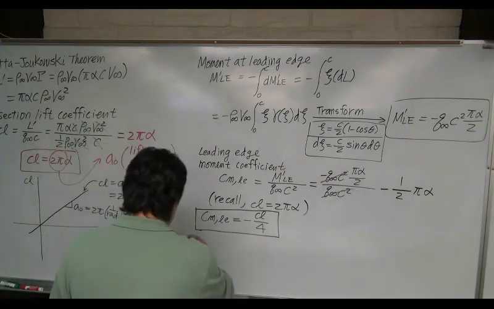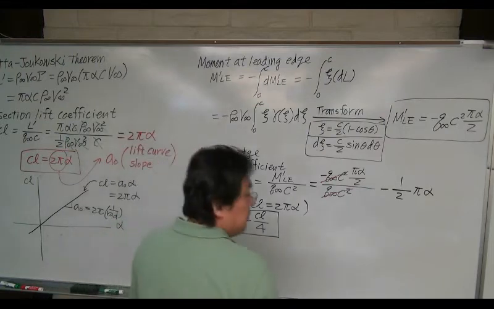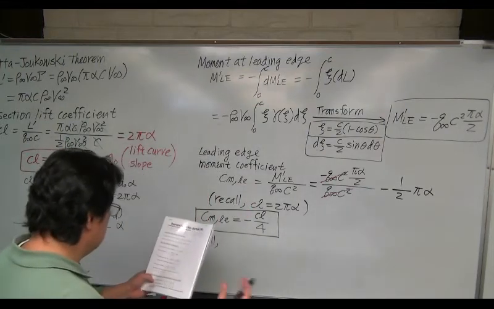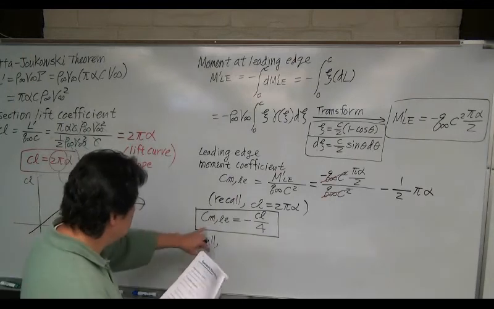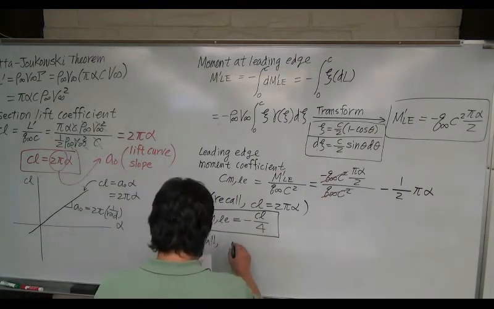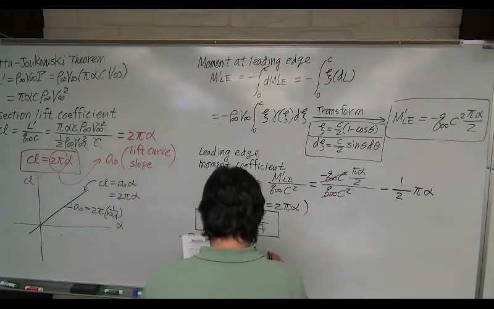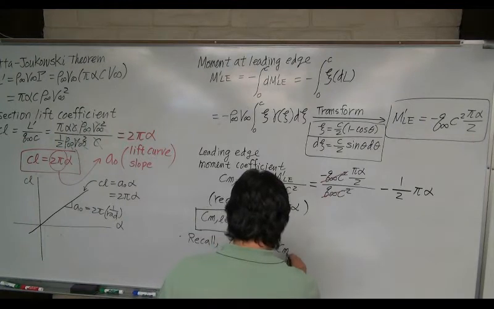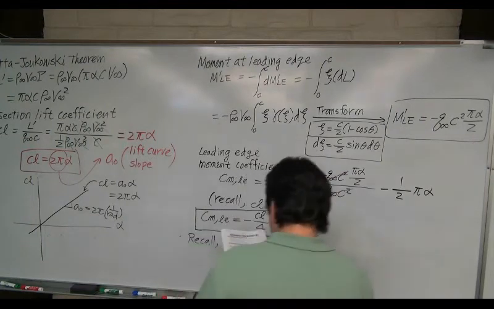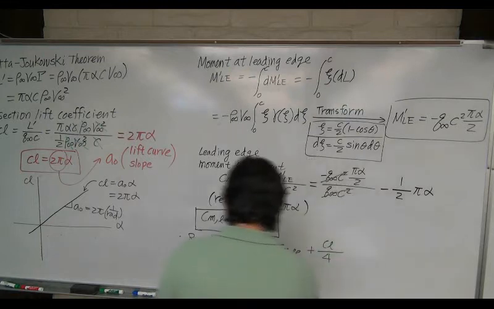Now, recall, moments are all related. One of the relationships between leading edge moment and quarter-chord moment is that Cm quarter-chord is equal to Cm LE plus CL divided by 4. This is a relationship.